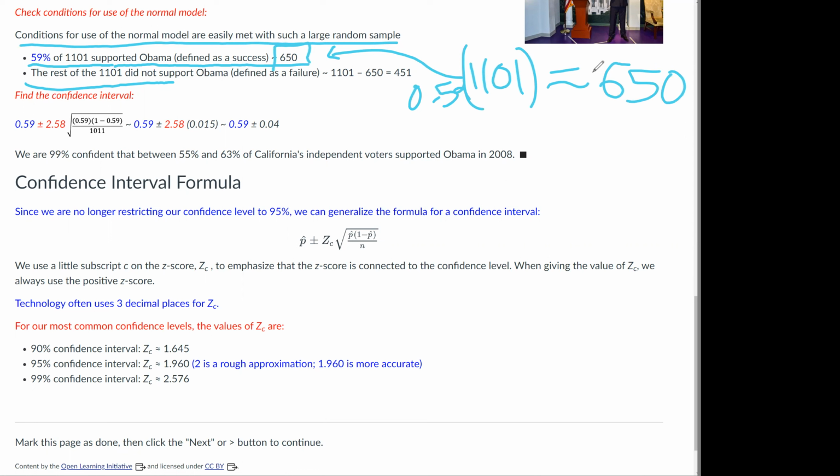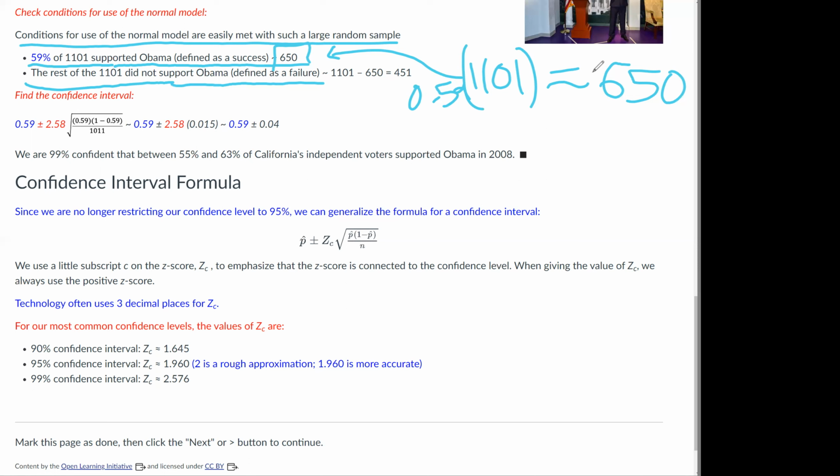The rest of the 1,101 did not support Barack Obama, defined as a failure. And again, we're not saying that this is actually a success and this is actually a failure. We're just measuring how many supported this candidate because that's what we're measuring. We say that's a success. We could have easily said the opposite: how many did not vote for Barack Obama, and that would have been a success, and actually voting would have been a failure.